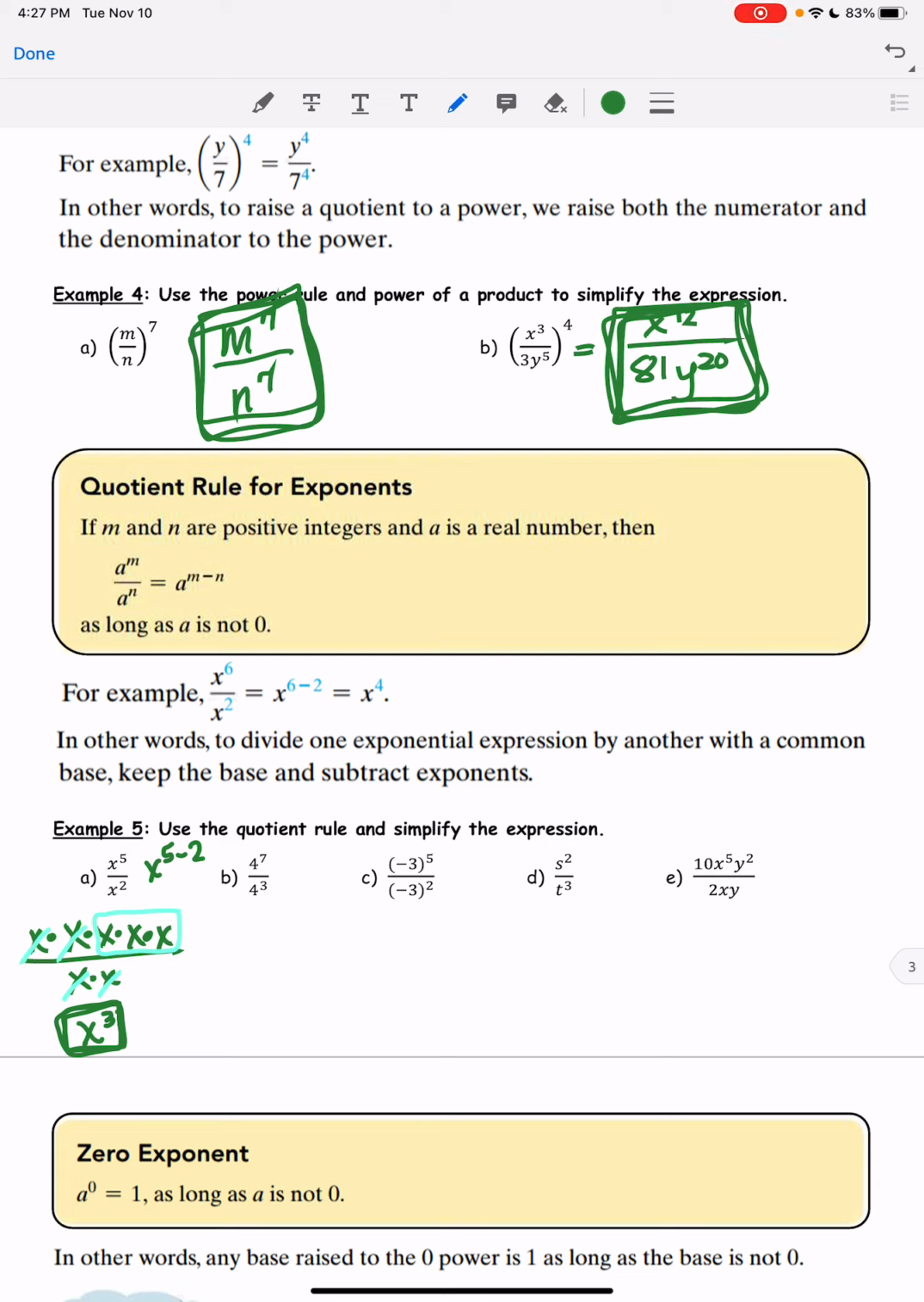Okay, same thing here. You've got the same base, 4. So subtract your exponents. So 7 minus 3 gives me 4 to the 4th. 4 to the 4th, I think, is 256. Let me see.